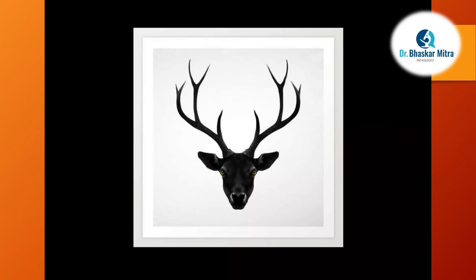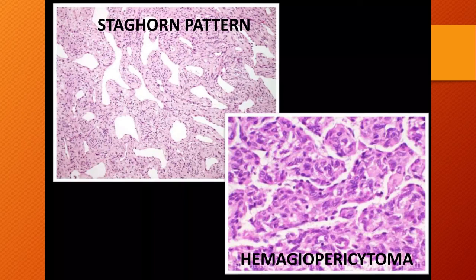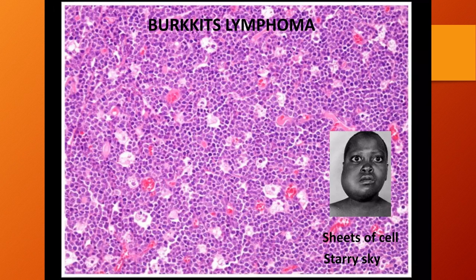This is a horn of a deer named antler. So this is antler horn. Look at the capillaries, it is like a horn in appearance. So this is the staghorn appearance, typically seen in hemangiopericytoma. It's like a horn of a deer, the branching arrangement of capillaries seen among the spindle cell neoplastic cells.